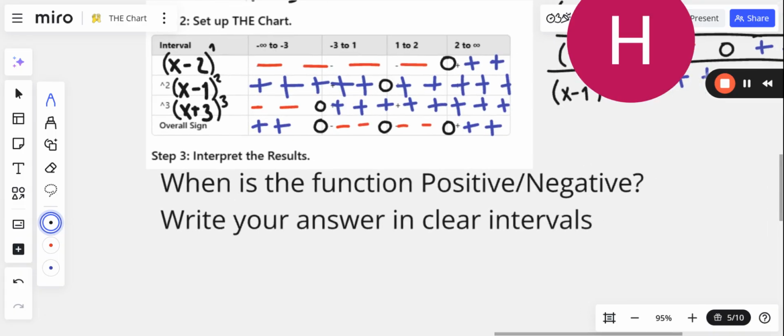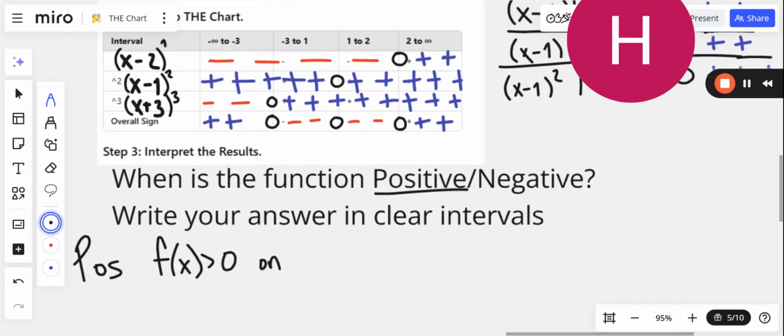Love talking about domain. It's a very useful thing. And now that we're pretty experienced with drawing intervals at this point, we can say that the function is positive, or I guess you could also just say f of x greater than 0. That's the right way to say it. And we say on the following intervals from -infinity to -3, and then it's positive again from 2 to infinity.